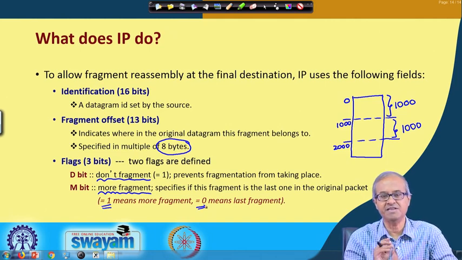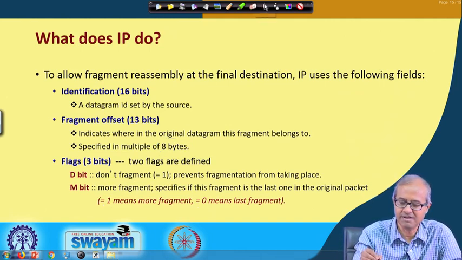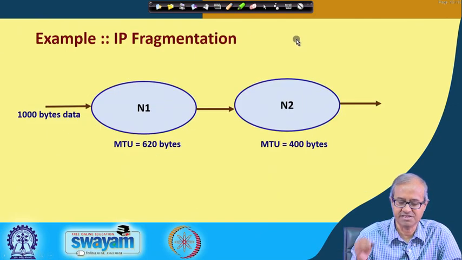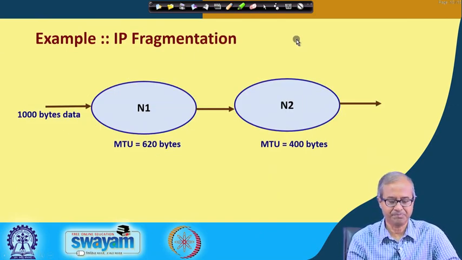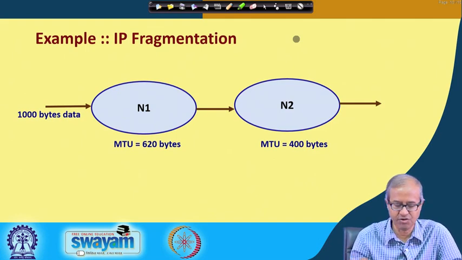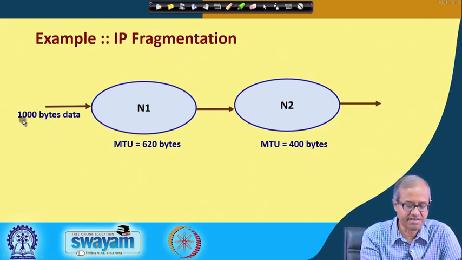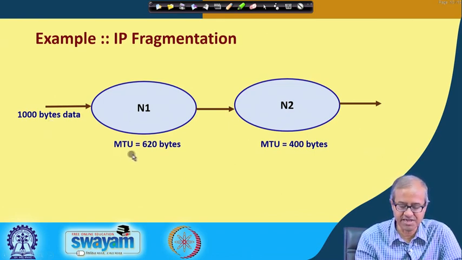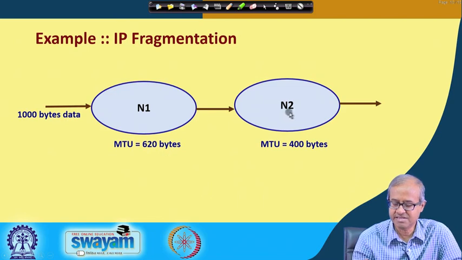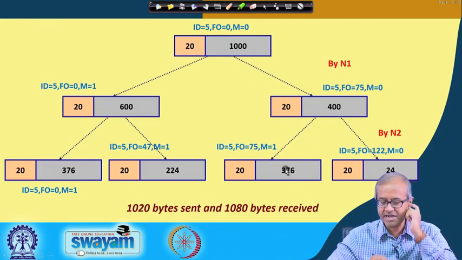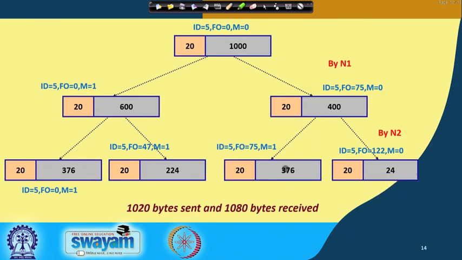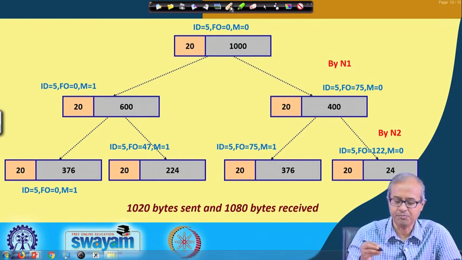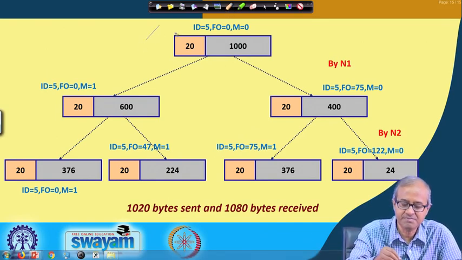Okay? So, these fields are used for IP fragmentation and reassembly. Let us take an example. Let us assume that I have a scenario like this, where I am trying to send 1000 bytes of data through IP. The first network has an MTU of 620 bytes, the second network has an MTU of 400 bytes. Let us assume this. So, in this diagram I am showing how the packets are fragmented. This is my original packet.